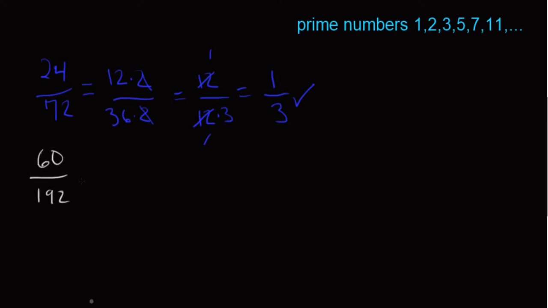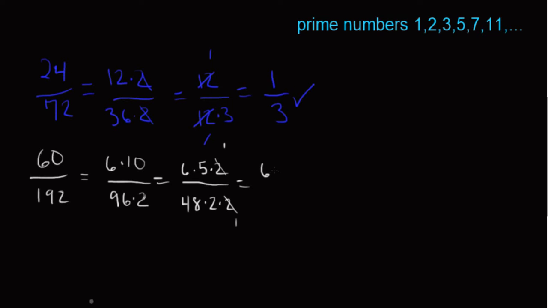60 over 192. I see 60 as a number with a 0 on the end. That means it's divisible by 10, so 6 times 10. 192 is even, divisible by 2. 192 is just 96 times 2. I'm going to break it down further. I have 6 times 5 times 2. 5 times 2 is 10. 96 breaks into 48 times 2 times 2. Let's get rid of these 2's now.